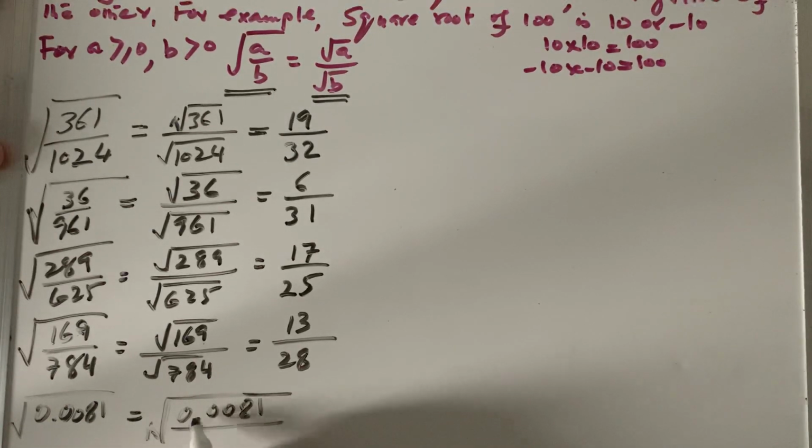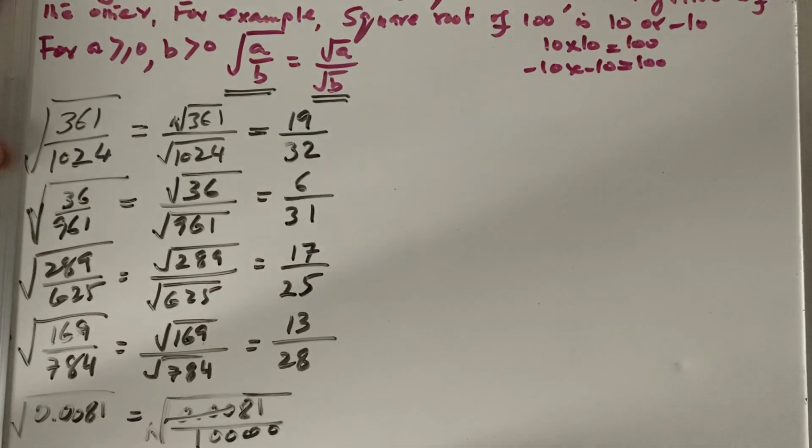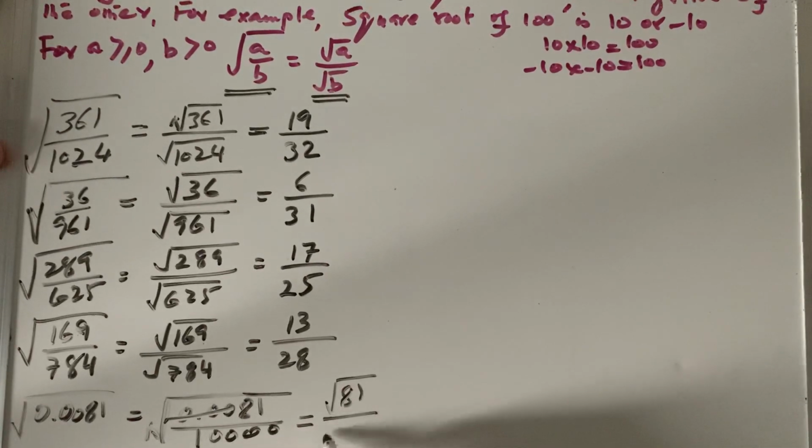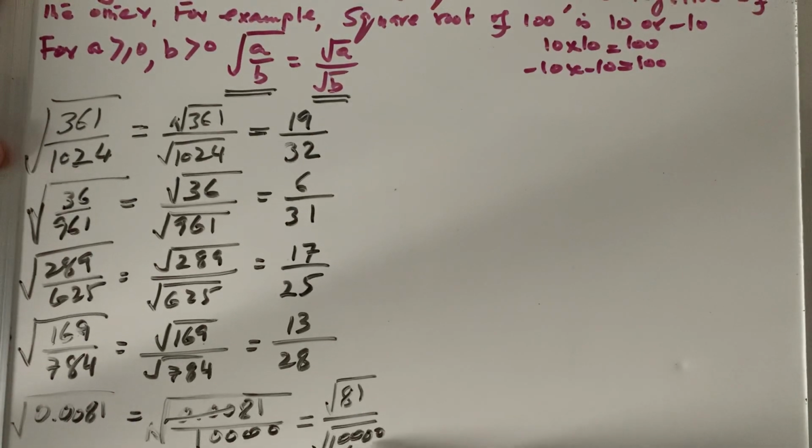So instead of decimal, we bring 1 and count the digits after the decimal. 1, 2, 3, 4. So 4 digits, that means 4 zeros. 1, 2, 3, 4, 0. And if you do this, then this is all gone. So now your fraction is reduced to under root 81 divided by under root 10,000, right? So under root 81 is equal to 9, and 10,000 square root is 100. So 9 over 100 is your answer.